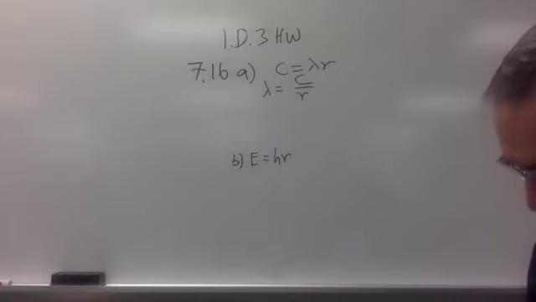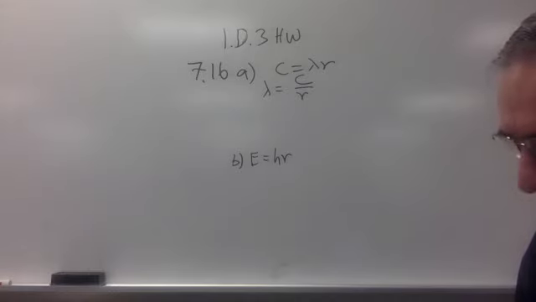This is 1.D.3 homework 7.16. The blue color of the sky results from the scattering of sunlight by air molecules. The blue light has a frequency of about 7.5 times 10 to the 14th hertz. Calculate the wavelength in nanometers associated with this radiation, letter A.